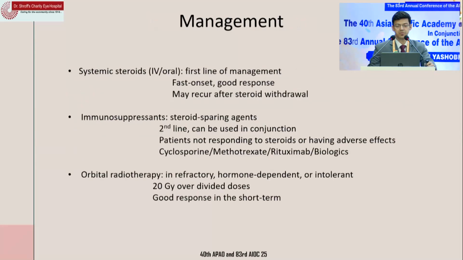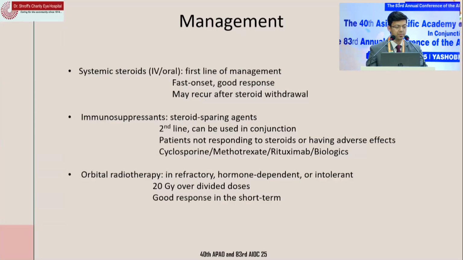For management of IOID, systemic steroids are the first line of management. They have a very fast onset, give a very good response. But it is important to remember that IOID may recur after steroid withdrawal, and the patient needs to be counseled about that. Immunosuppressants form the second line of management. These are steroid sparing, and patients who might not be responding very well to steroids may be started on immunosuppressants.